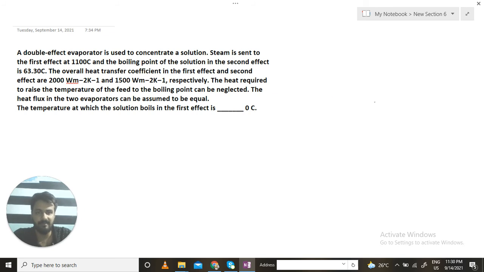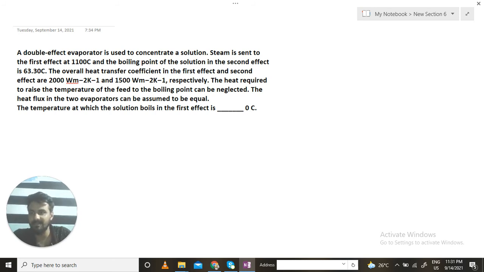So first I want to define the evaporator. An evaporator is a device used in a process to convert a liquid into steam, or any chemical which is in the liquid state. If you want to convert that chemical into the vapor or gaseous phase, then we use an evaporator in the chemical industry. So this was the basic definition of the evaporator.